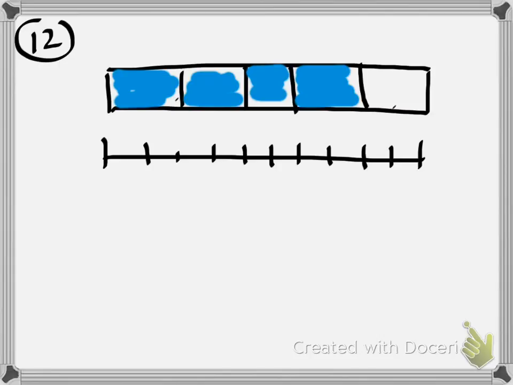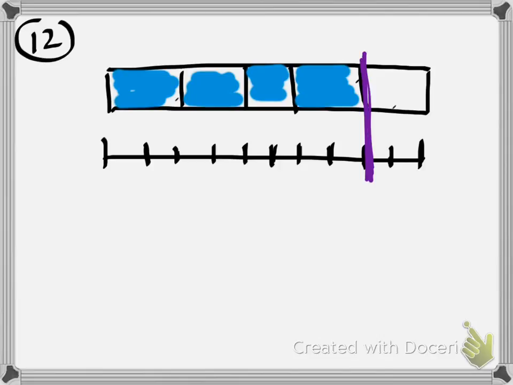Here we got a number line. And this is going to be divided into tenths. So 1/10, 2/10, 3/10, 4/10, 5/10, 6/10, 7/10, 8/10, 9/10, and 10/10 equals 1. So each of these is equal to a whole. So if we take this 4/5 here and we divide it into tenths, we're going to have the same exact amount up to this point.